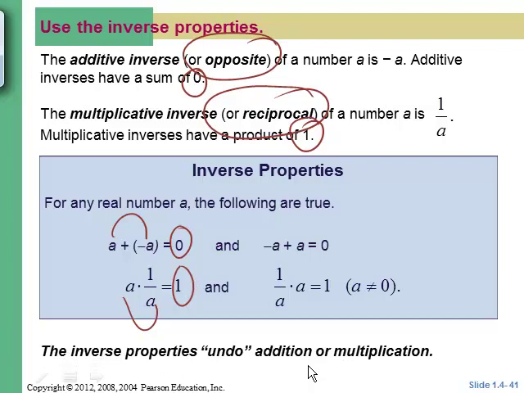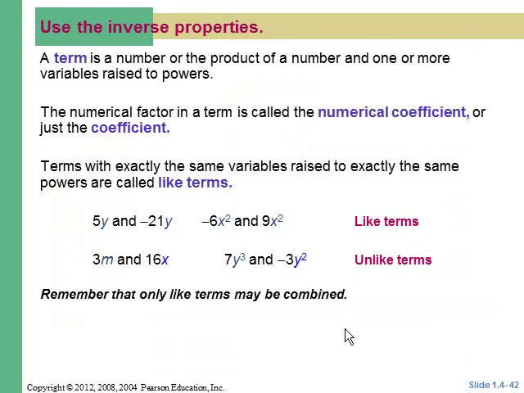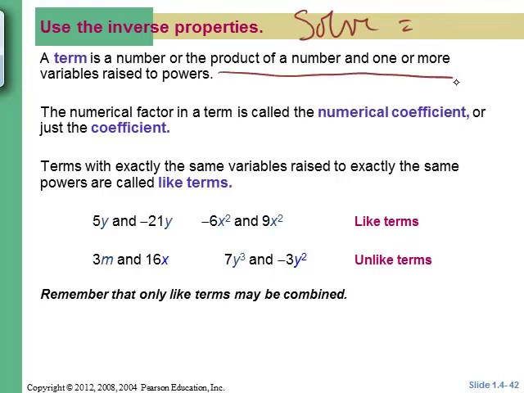The inverse properties undo the multiplication and addition properties, and they're what we are going to use to solve equations. Okay. We talked before about terms. Terms are products or numbers that can be raised to a power. Terms are separated by addition and subtraction signs. A coefficient is the number that goes in front of the variable in a term.